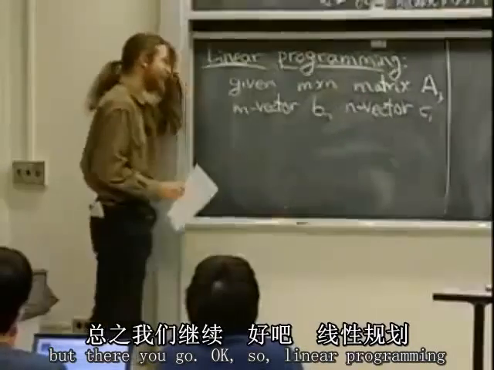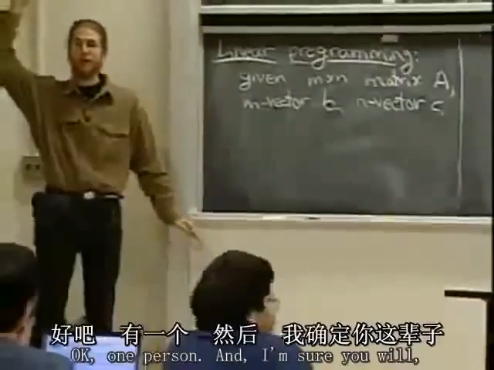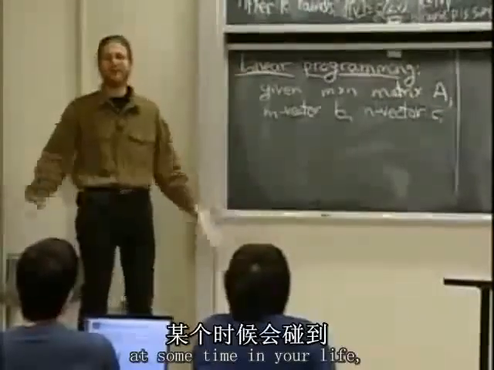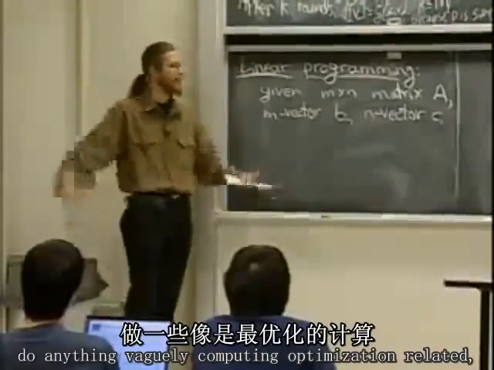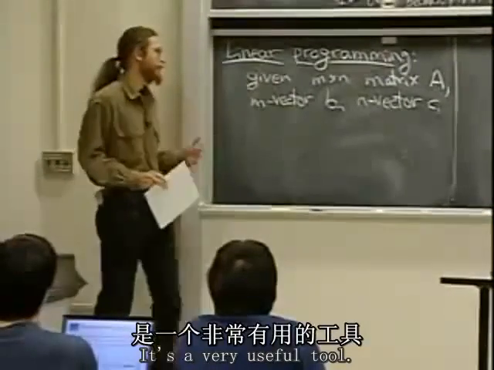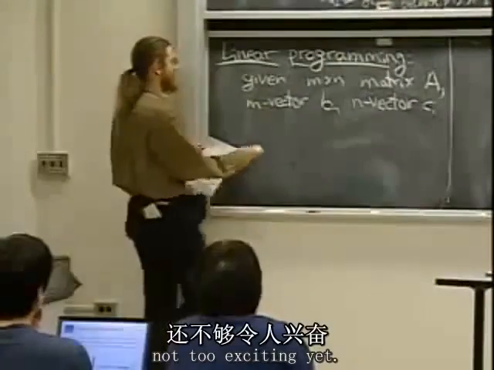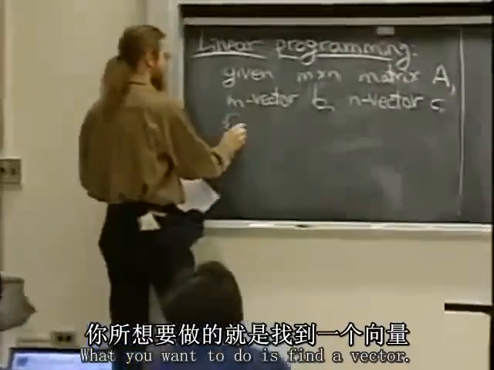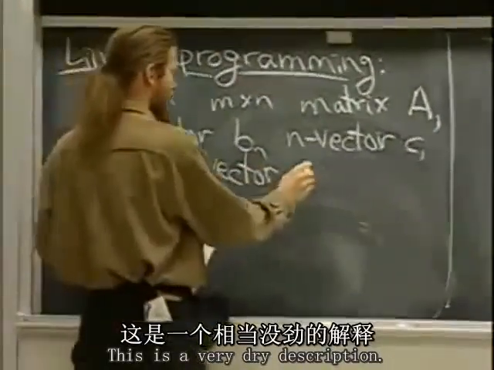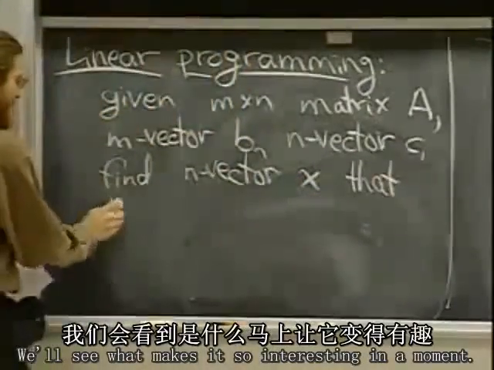Okay, so linear programming is a very general problem, very big tool. Has anyone seen linear programming before? Okay, no one. Okay, and I'm sure you will at some time in your life. Do anything vaguely computing optimization related, linear programming comes up at some point. Very useful tool. You're given a matrix and two vectors. Okay, not too exciting yet. What you want to do is find a vector. Okay, this is a very dry description. We'll see what makes it so interesting in a moment.